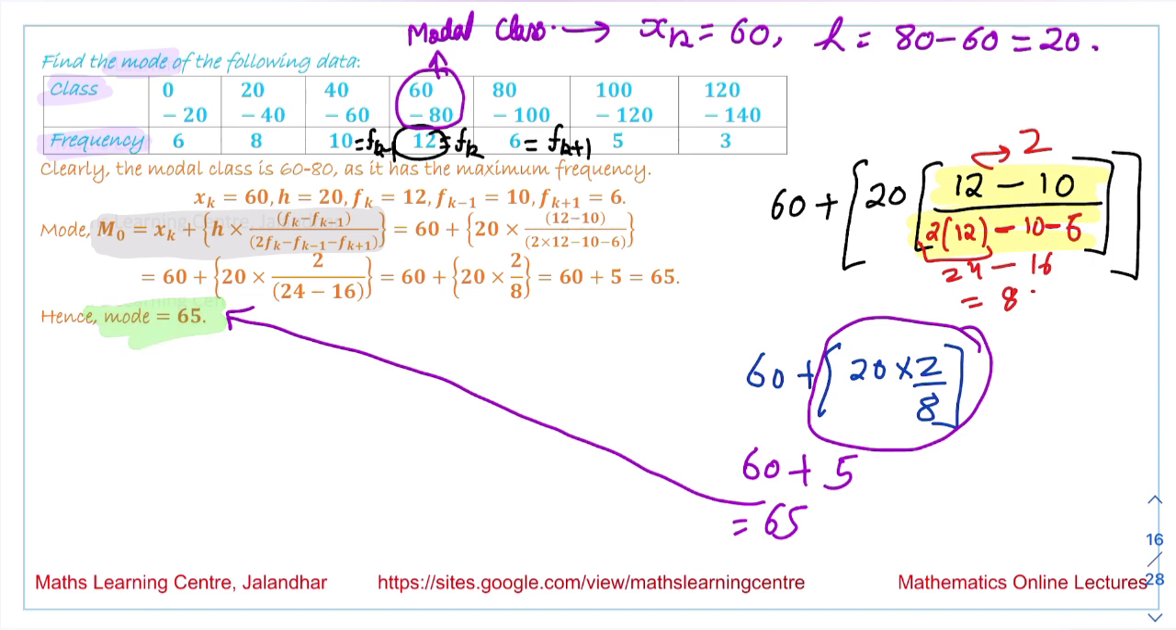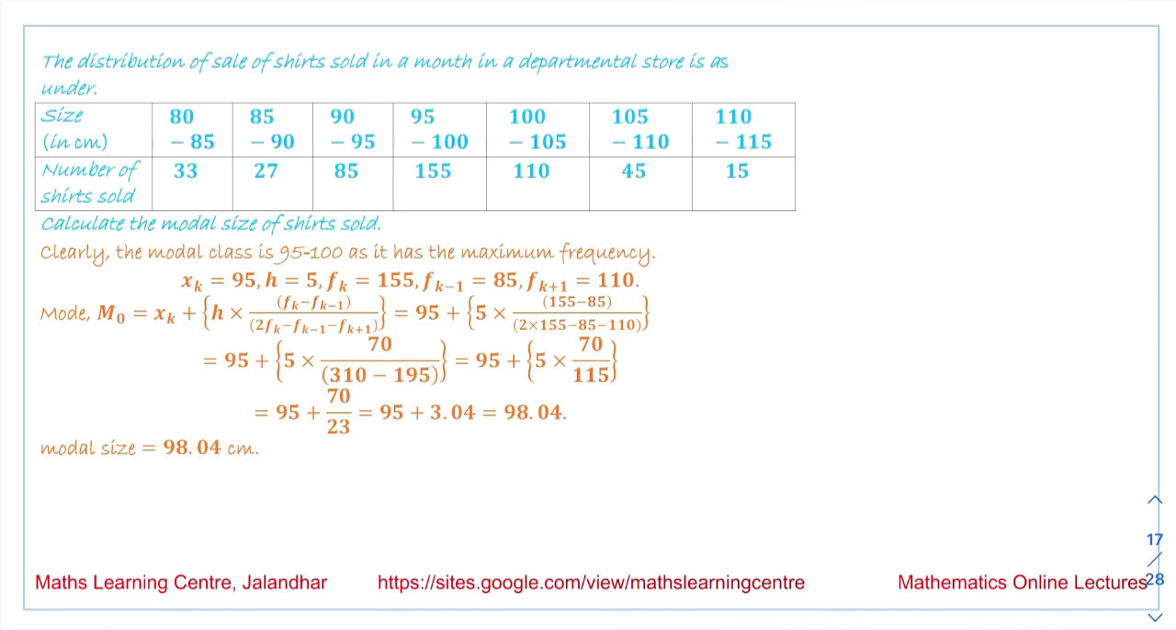Next is the distribution of sales of shirts sold in a month in a departmental store, as under. So these are the sizes in centimeters that are given to us, and these are the corresponding frequencies. Now we have to find the modal size of shirts sold, that is, we have to calculate the mode. To calculate the mode, the first step is to look at these frequencies. These are the number of shirts, it means these are the values of frequencies. The value having the maximum frequency is 155. It means this is the modal class we have.